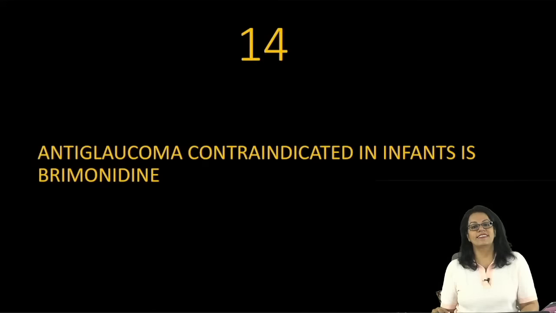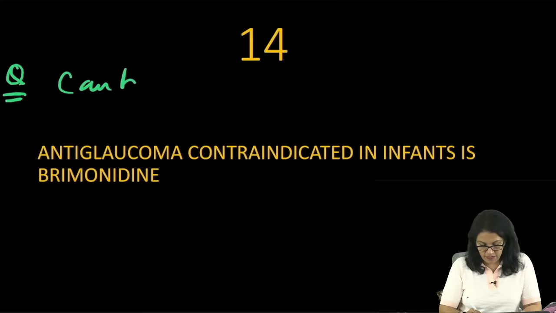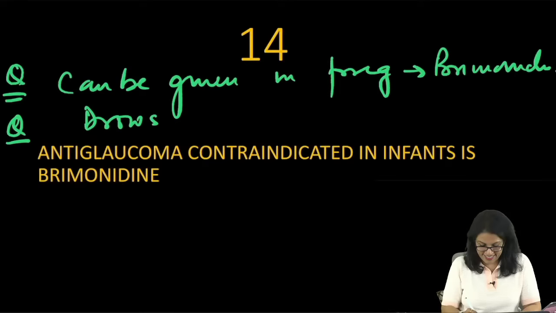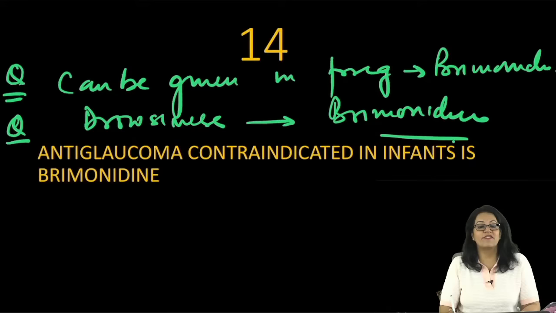Which anti-glaucoma can be given in pregnancy? You will answer, brimonidine can be given in pregnancy. Again, brimonidine. Remember. Which anti-glaucoma causes drowsiness? Again, the answer is brimonidine. Because it causes drowsiness, that's why it's not given in infants. It will lead to cerebral depression.